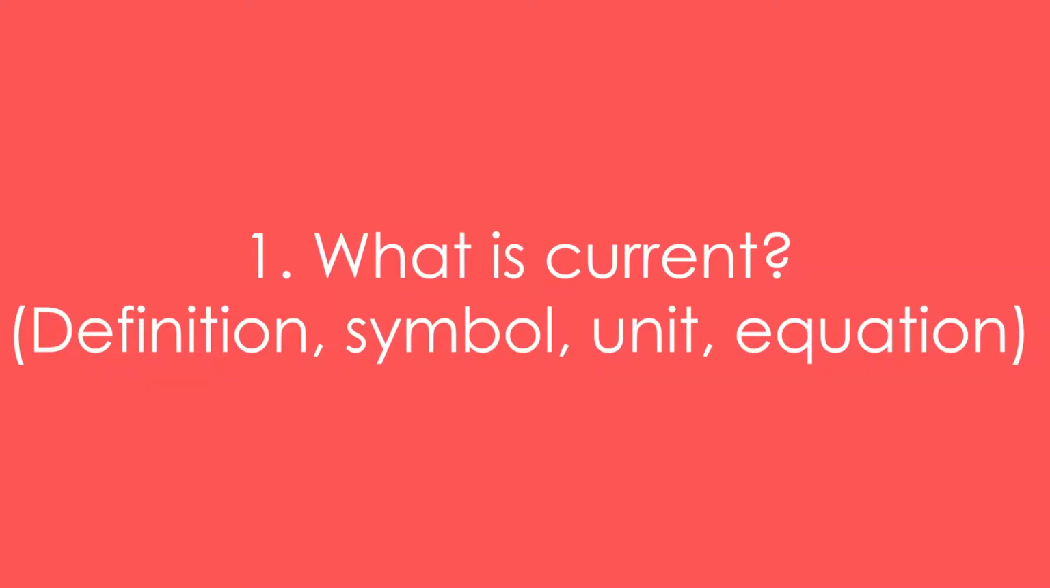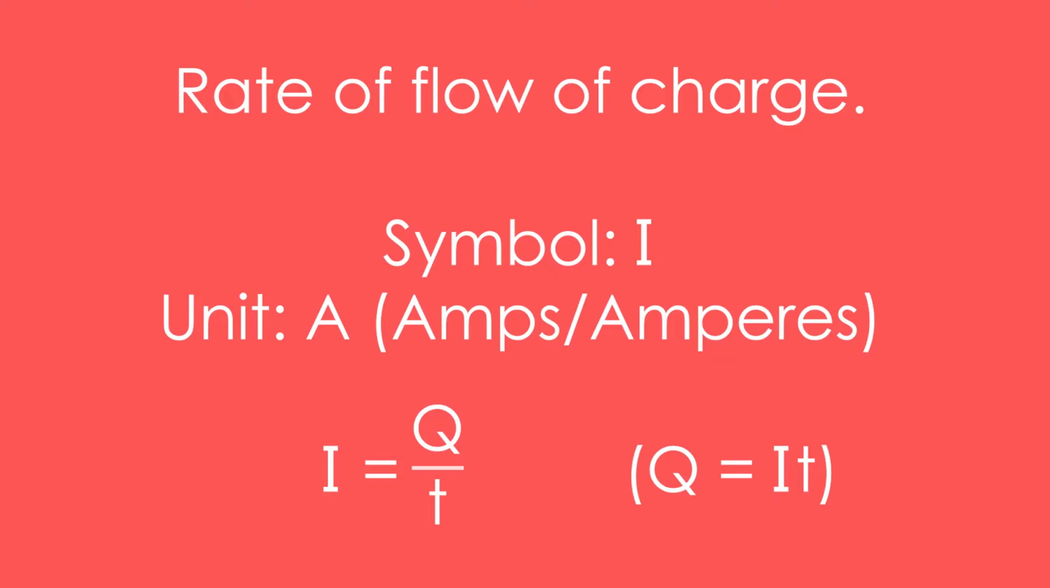1. What is current? That is the definition, symbol, unit and equation for it. Current is the rate of flow of charge. The symbol is I and the unit is A for amps or amperes. Because it's rate, that means that we calculate it by doing whatever it is the rate of, that's charge, divided by time. So I equals Q over T. Some people prefer to remember it as Q equals IT instead.